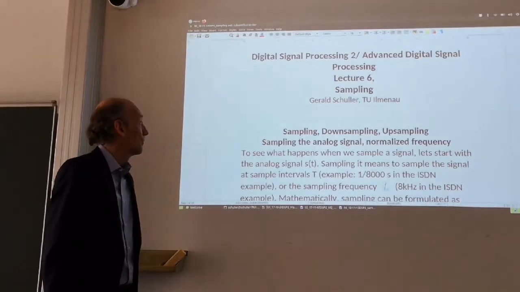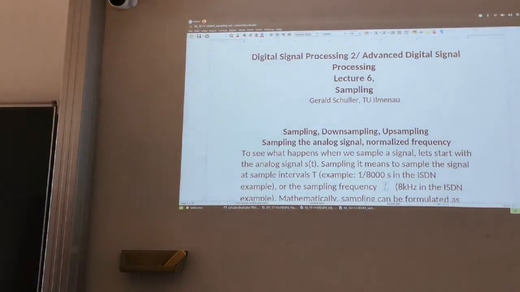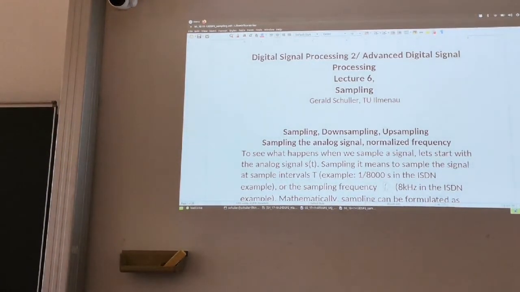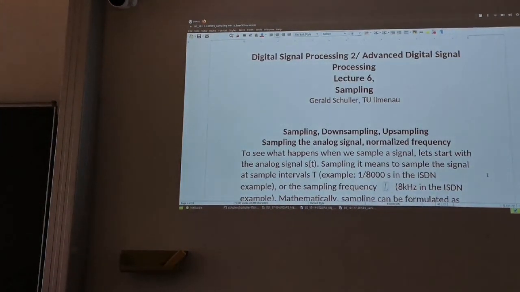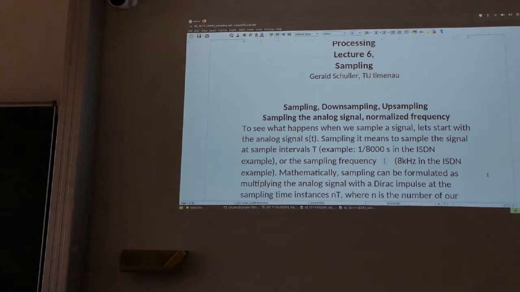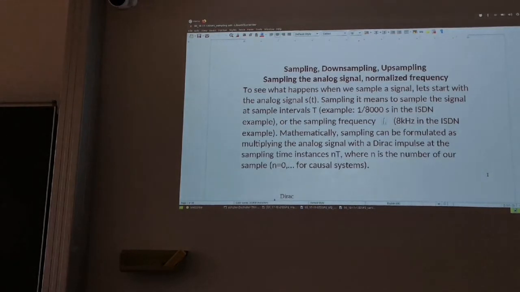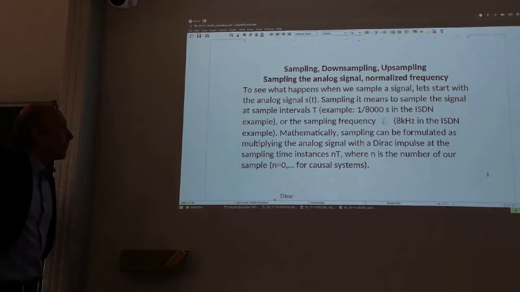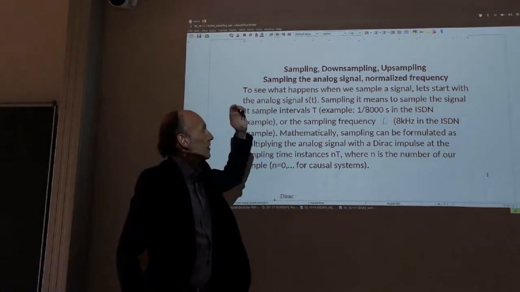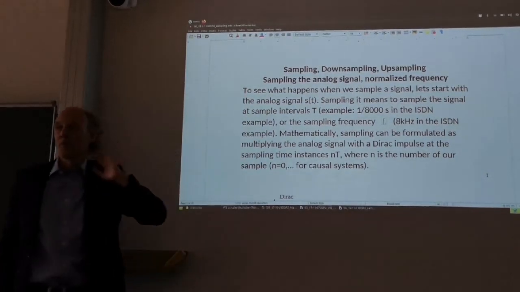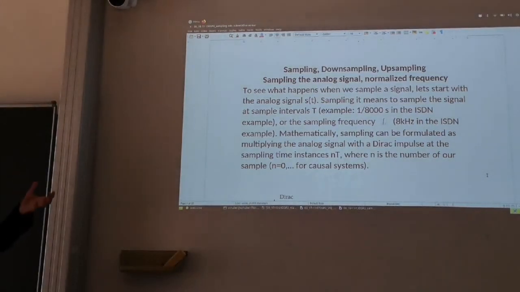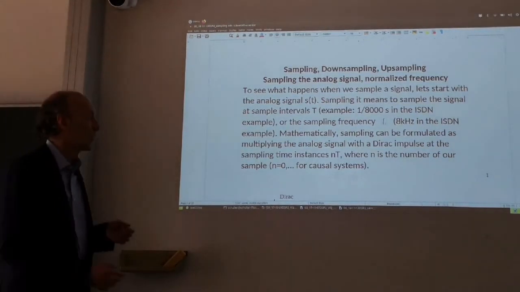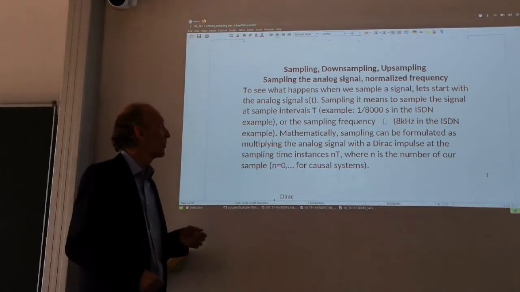Yeah, so now to sampling. So this is about how to obtain our samples. About downsampling and upsampling. And first sampling the analog signal, which happens in our sound card. Or say microphone signal, and then the sound card converts it into a stream of samples.